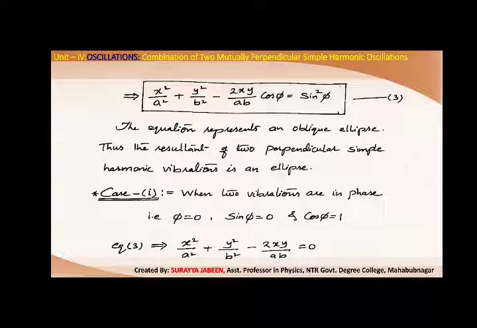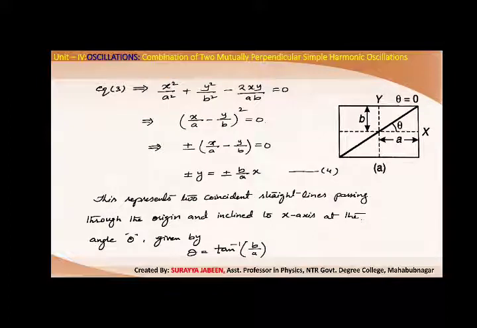So first we will take the first case, that is phi equal to 0. Let us consider the case when two vibrations are in phase. In phase means we have to take phi equal to 0. Then what is sin phi? Sin phi is 0, and what is cos phi? Cos phi becomes 1, because sin 0 is 0, cos 0 is 1. Now substitute this value: sin 0 is 0, and here we have to put 1. Then equation 3 will become x square by a square plus y square by b square minus 2xy by ab equal to 0.